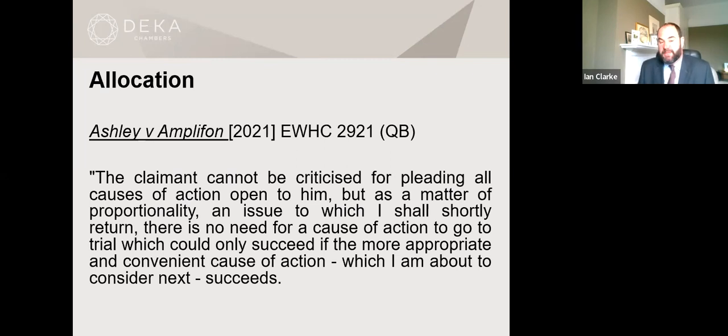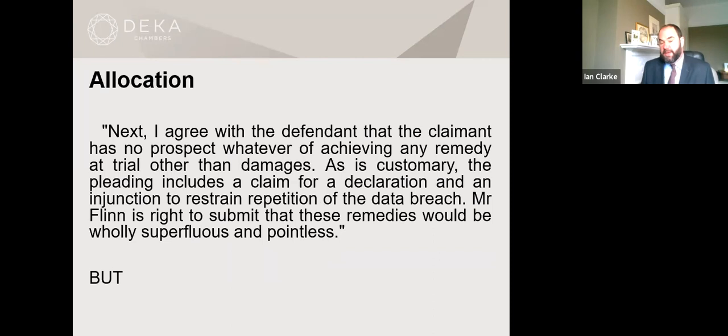But as a matter of proportionality, an issue to which I shall shortly return, there is no need for a cause of action to go to trial which could only succeed if the more appropriate and convenient cause of action, which I'm about to consider next, succeeds. So there's nothing wrong with it, but you don't need to bring your claim for misuse of private information or breach of confidence. You have a perfectly good Data Protection Act claim. That is your appropriate cause of action. And the court can, in appropriate circumstances, strike out unnecessary causes of action on the Jamil principle, but the court goes on.